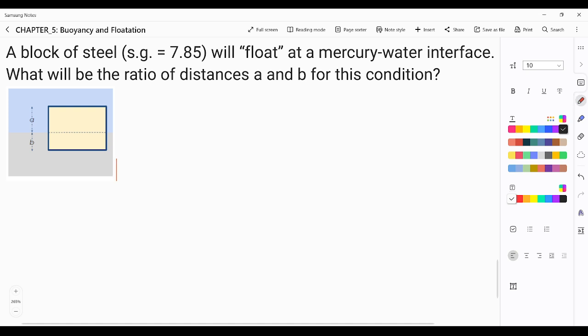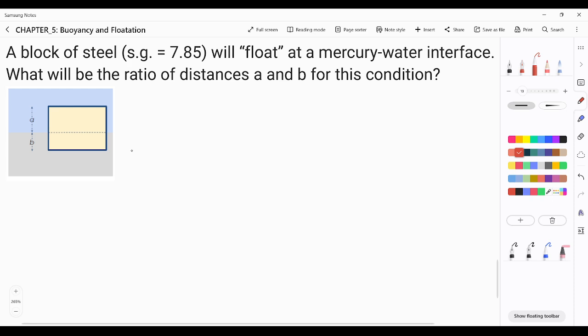Alright, now we have another problem regarding buoyancy. Let's read the problem. A block of steel, specific gravity is 7.85, will float at a mercury-water interface. What will be the ratio of distances A and B for this condition?